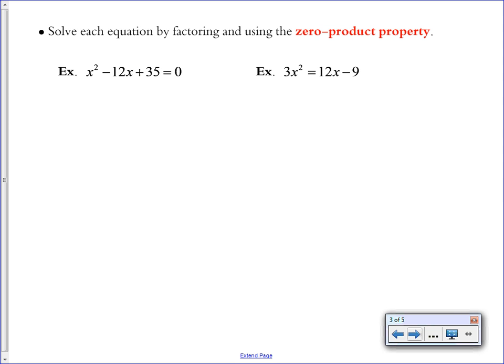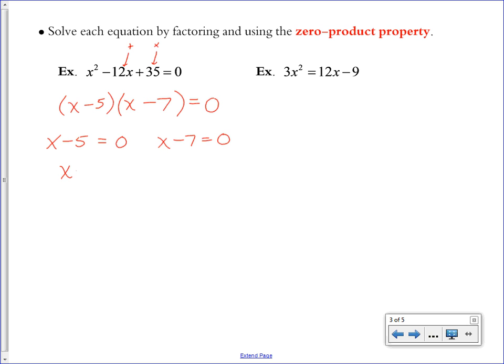Same instructions. The only difference here is the type of factoring we're going to use. I see a trinomial, so I'm going to split it into two binomials. Remember that you're looking for what multiplies to make 35 and what adds up to make negative 12. So we're going to fill in our x and our x. What multiplies to make 35? 5 and 7. And I know that 5 and 7 will add up to negative 12 if I make them both negative. So x minus 5, x minus 7. And then I take each of these factors and set them equal to 0. Solve them. x equals 5, x equals 7.